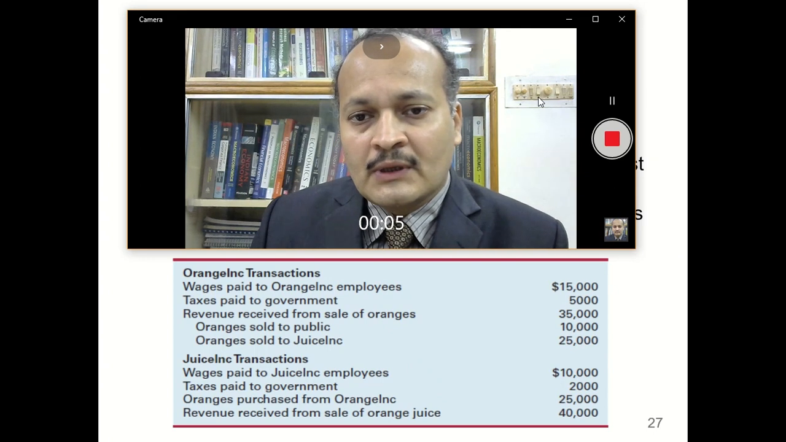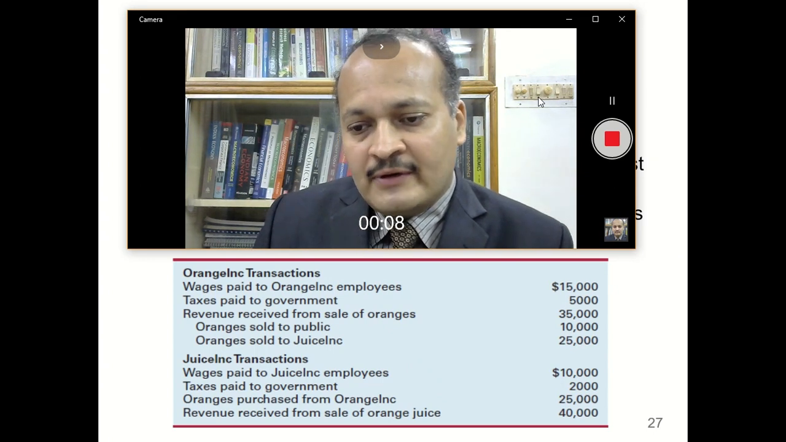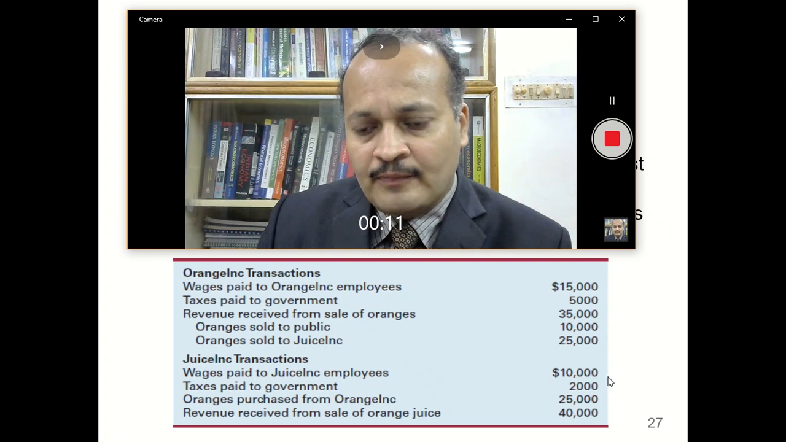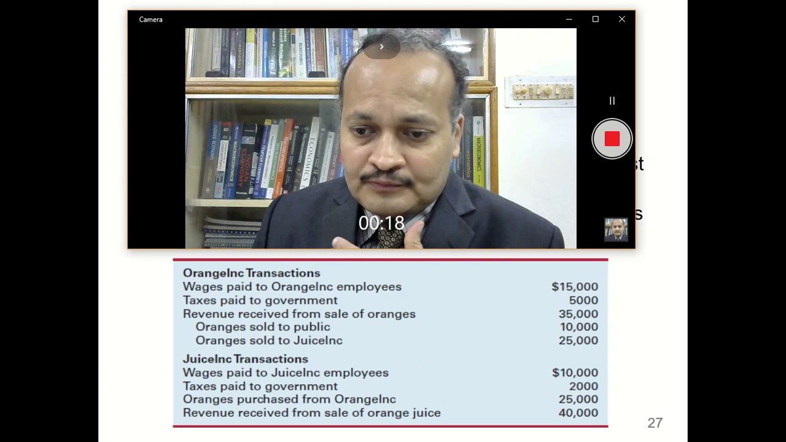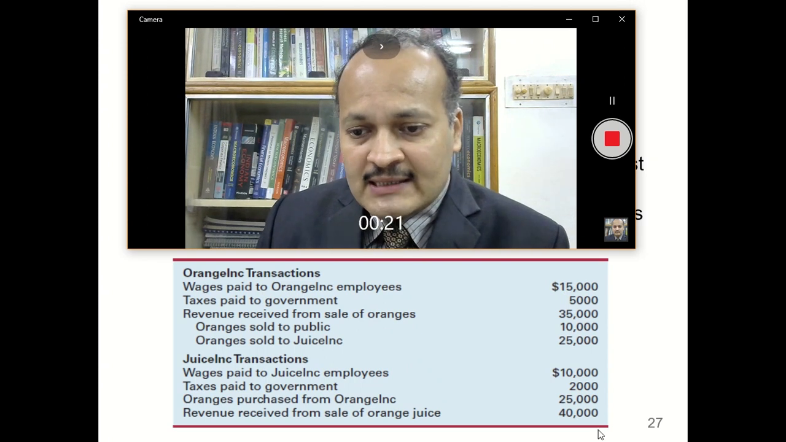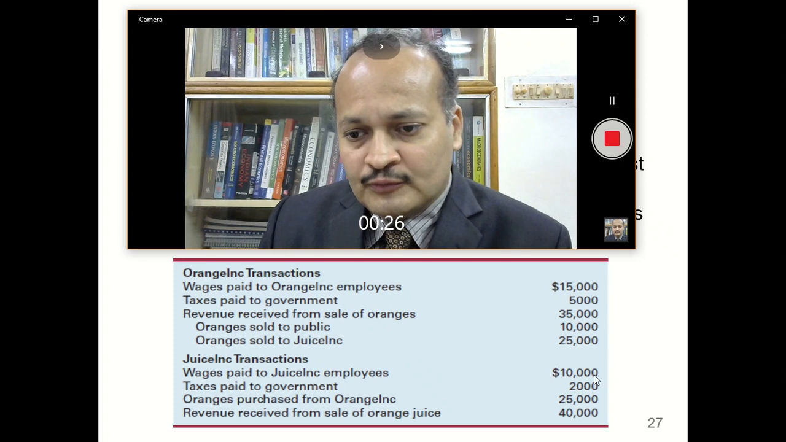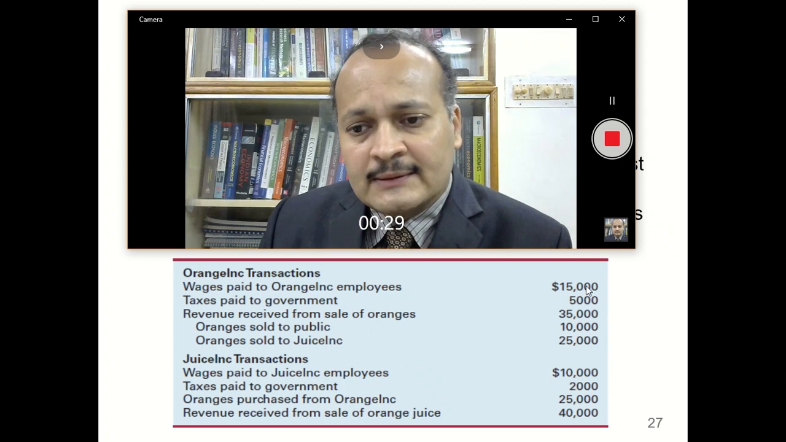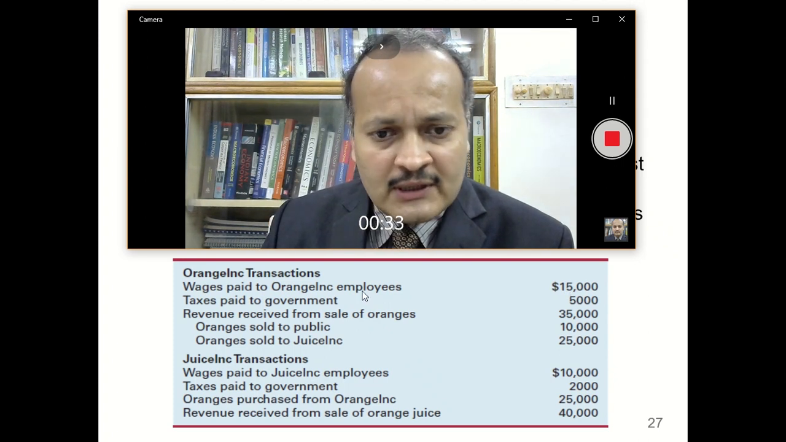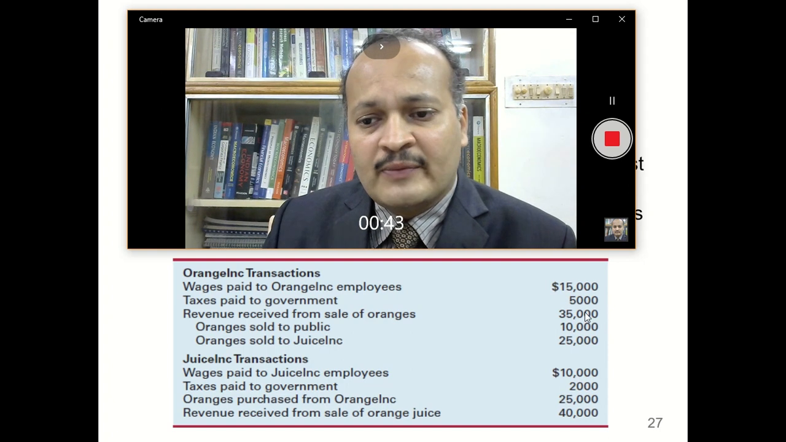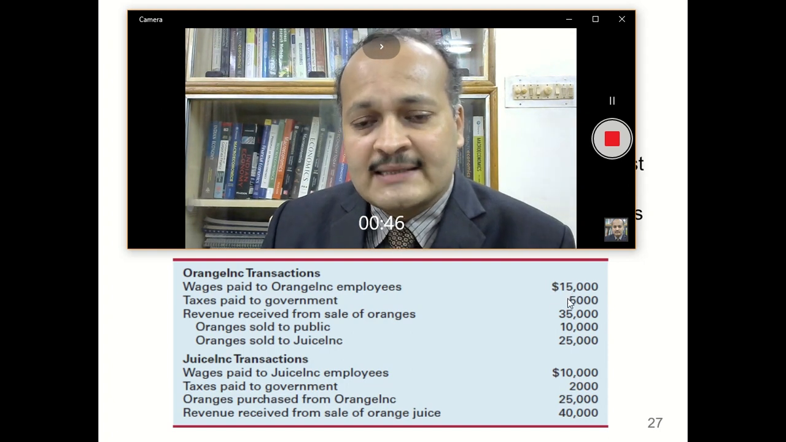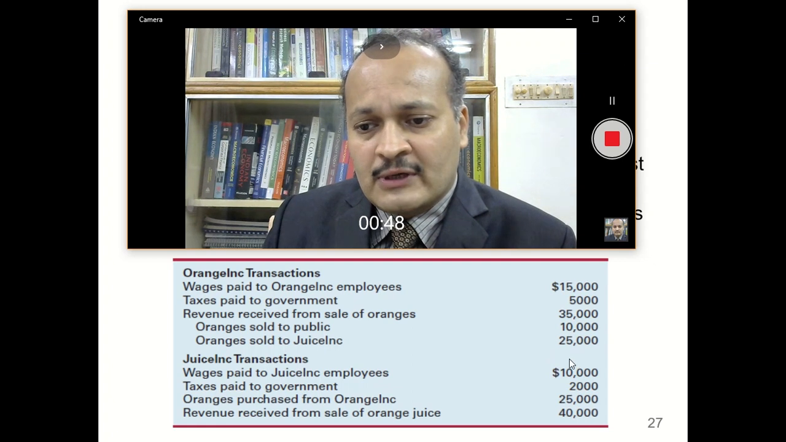In this example, we have discussed the expenditure approach, and we are now trying to compute the GDP using the income approach. As you can see, there are only two components of income present in this example. One is the wage income, which is $15,000 as wages to orange employees and $10,000 as wages to the juicing employees. So 15 plus 10, $25,000 worth of wages. Interest and rent information is not given, so we assume them to be zero.